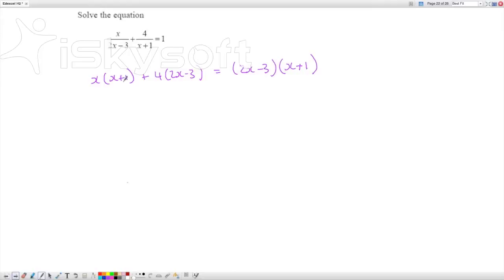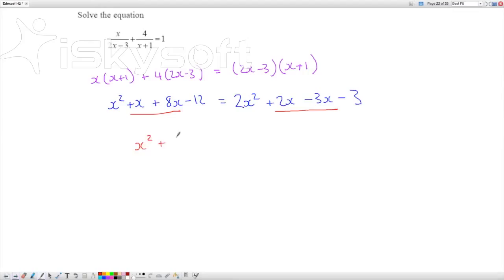Okay, now let's simplify these terms. Here we have x squared plus x. Here we have 8x minus 12 is equal to double brackets here. So we're going to have a quadratic, 2x squared plus 2x minus 3x minus 3. Simplifying this, we put these terms together and these terms together. So then we have x squared plus 9x minus 12 equals 2x squared minus x minus 3.